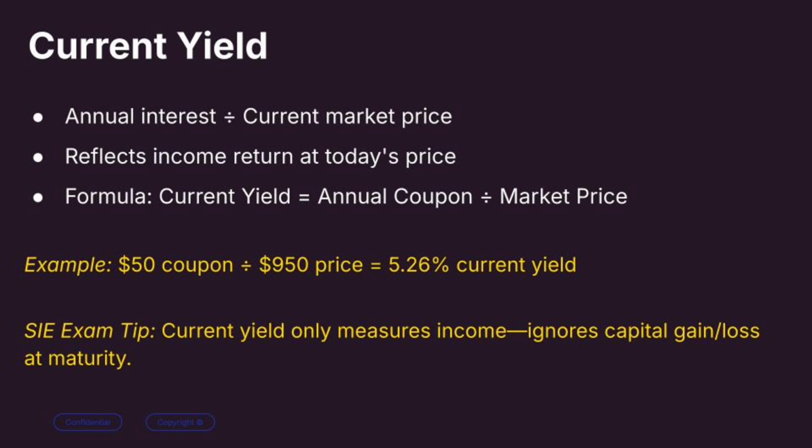Current yield gets us closer to reality. It divides the annual coupon by the current market price, what you'd actually pay today. So, if that same $50 coupon bond is trading at $950, your current yield is 5.26%. You're getting more income per dollar invested. Just remember, current yield only measures income. It ignores any capital gain or loss you'll realize at maturity.